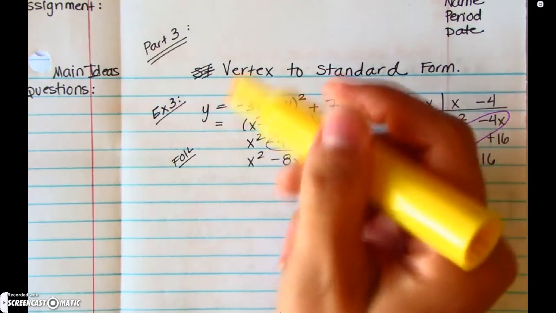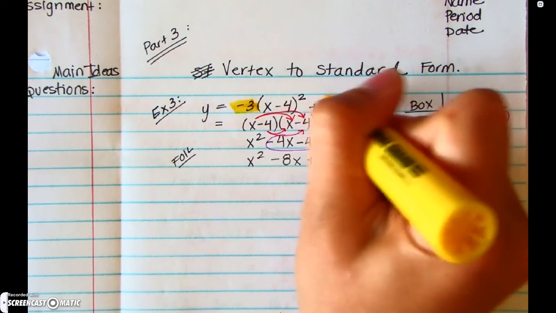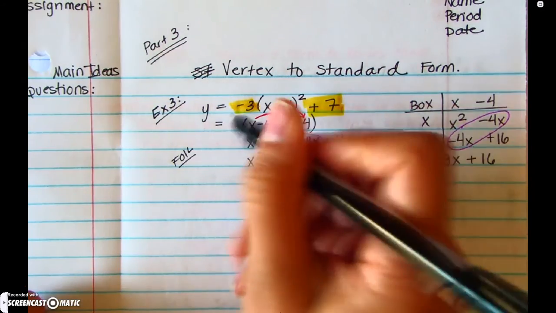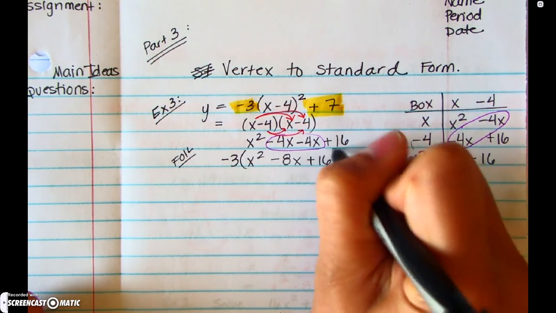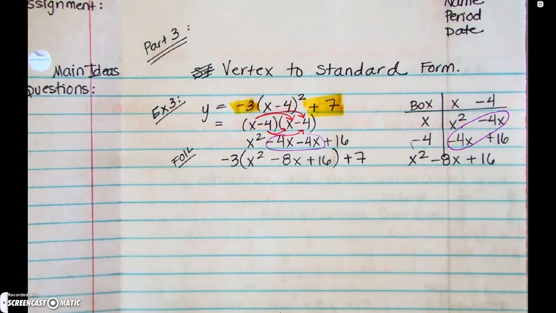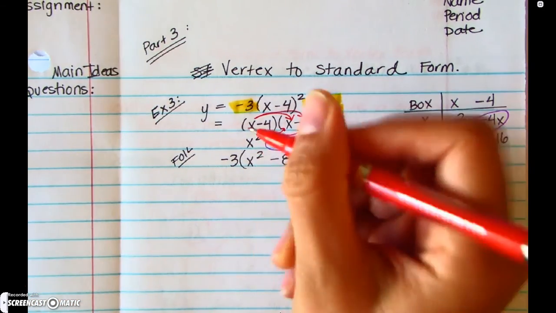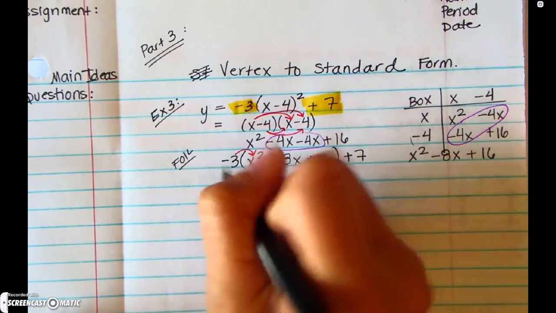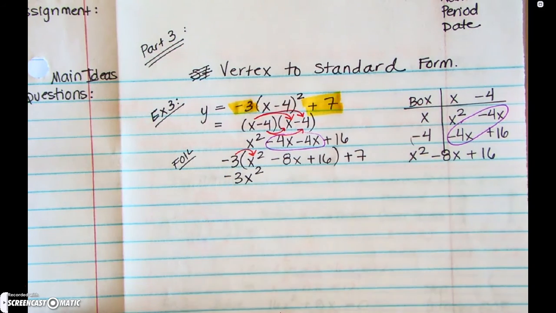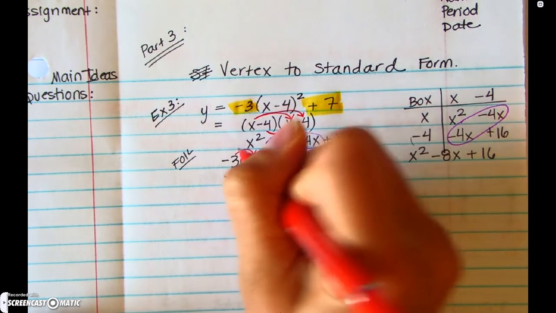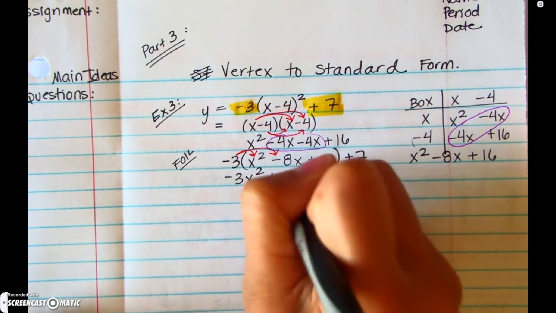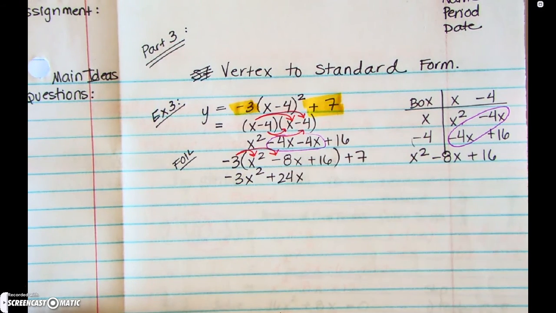Don't forget to bring down your -3 and your +7. So you're going to multiply your whole function by -3 and add 7 to the end. -3 times x squared gives you -3x squared. -3 times -8x gives you +24x.